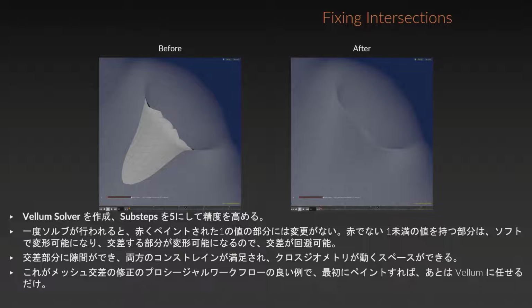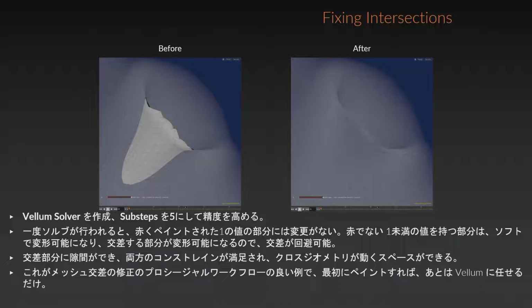And this will now create a gap between the intersecting mesh, which will allow both sets of constraints to be satisfied, as the cloth geometry will now have space to move.